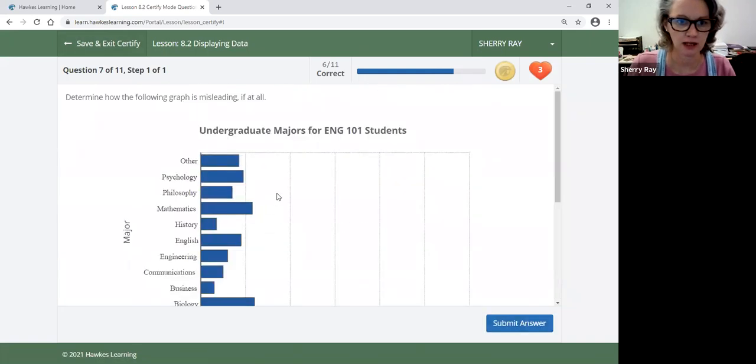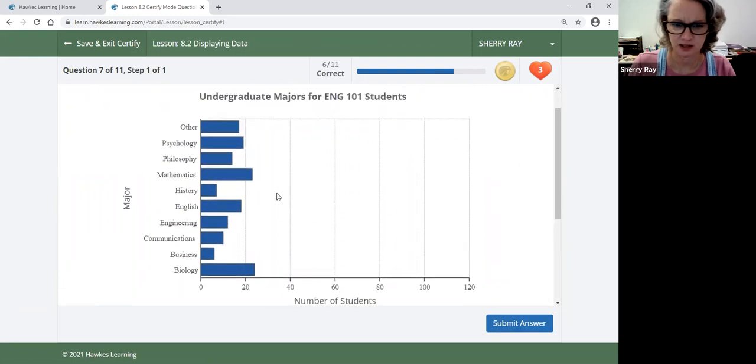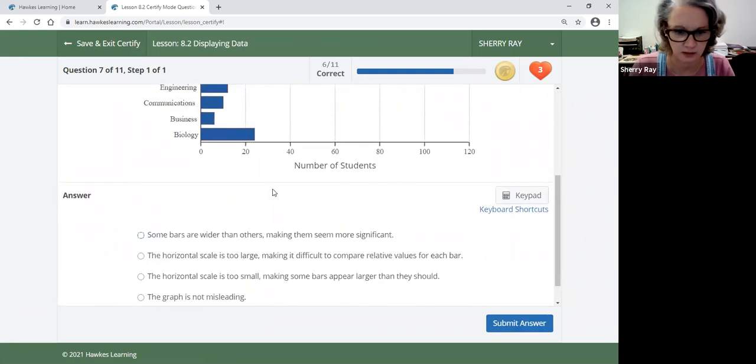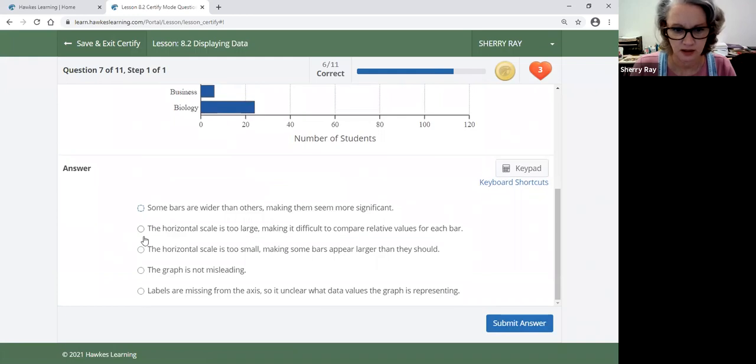And determine how the graph is misleading. Gosh, it looks like all the bars are so short, it's hard to compare. The horizontal scale is too large, making it difficult to compare the relative values of each bar.